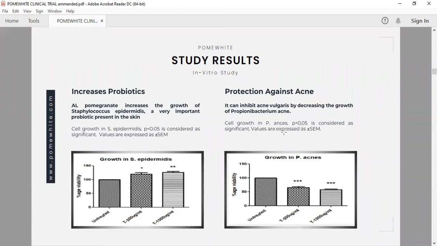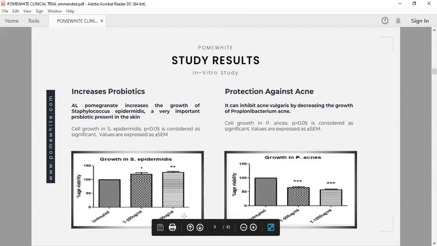S. epidermidis and P. acnes are the two main candidates of the skin. P. acnes is high on the skin of people with acne, while S. epidermidis is a normal inhabitant of the skin. We took the culture of these two in vitro, and we applied these two concentrations of AL pomegranate on them.